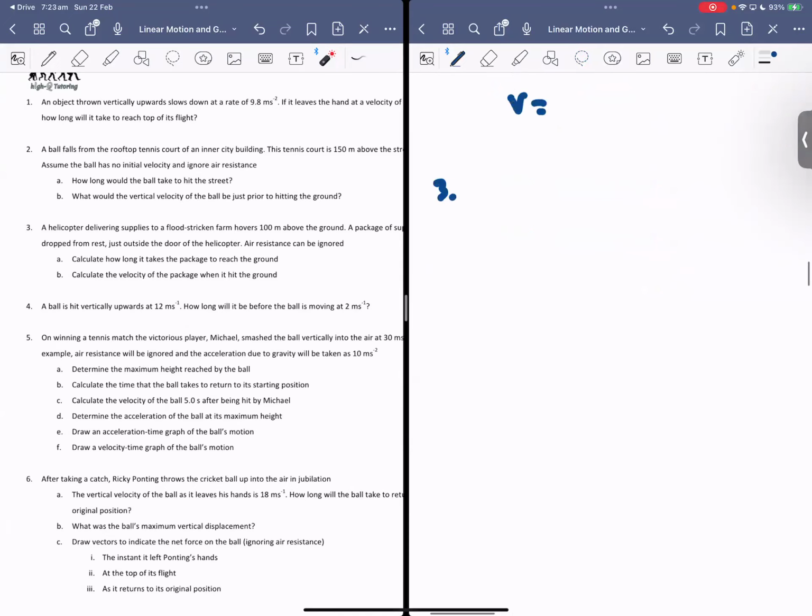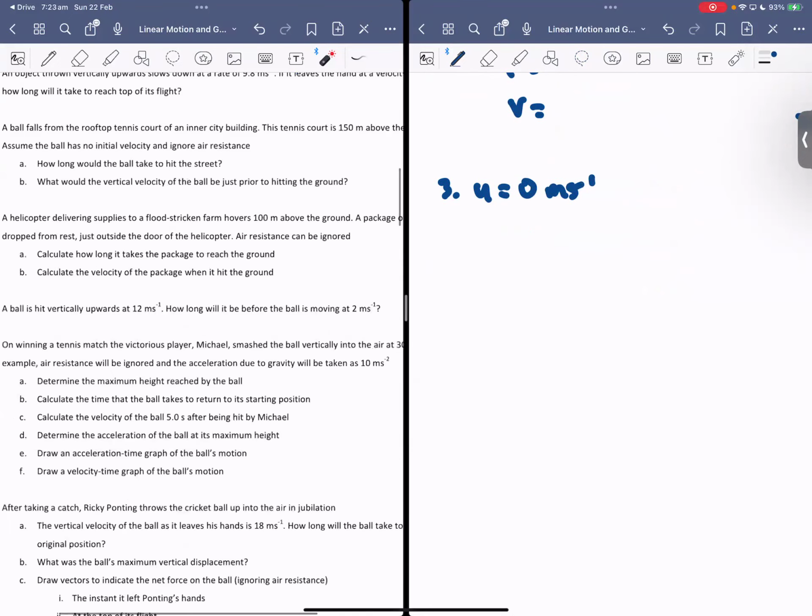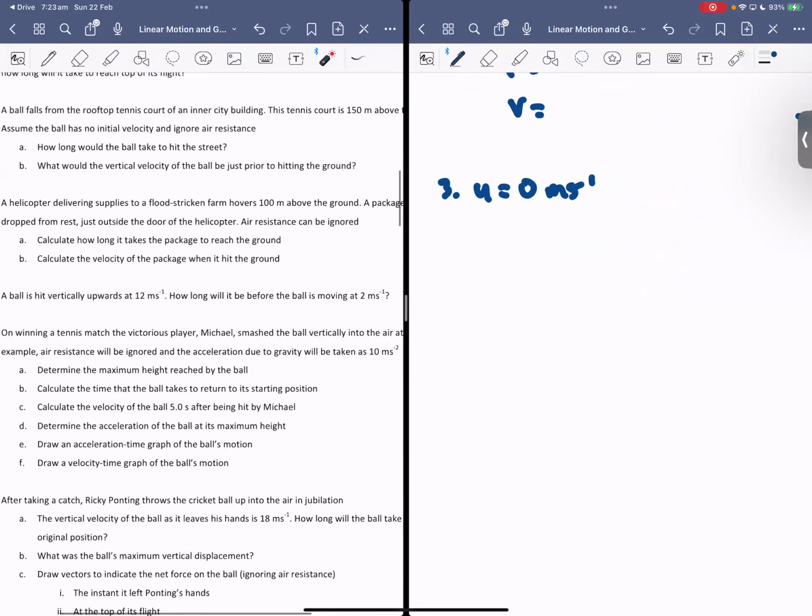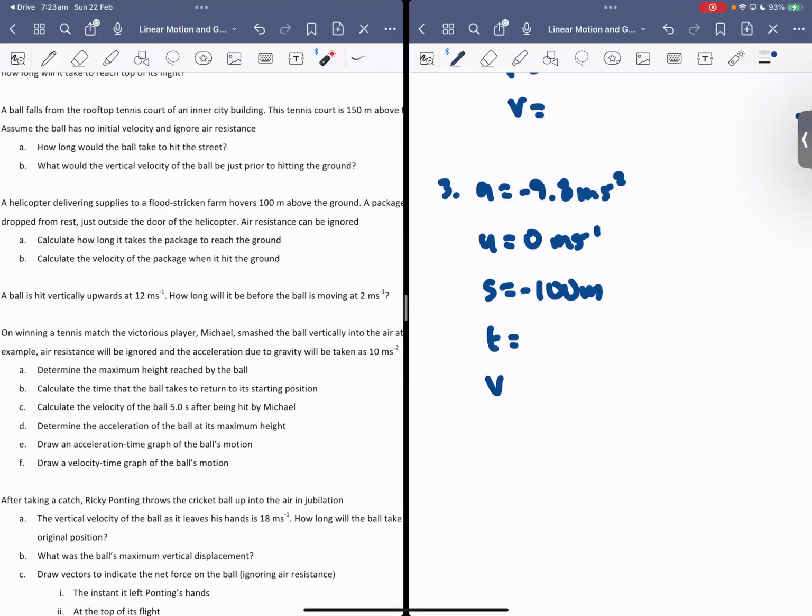What are the letters? Initial speed, 0. Another letter is final speed. We don't know. Acceleration, negative 9.8 because it's on Earth. What other letters do I have? S, it falls 100 meters, negative 100. And again, the question wants T, and again, the question wants V.